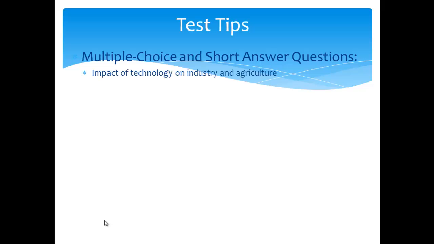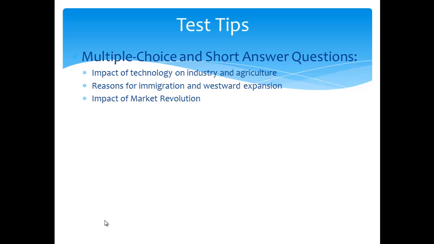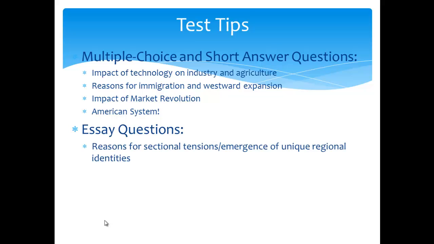Definitely know the impact of technology on industry and agriculture. Be familiar with the reasons for immigration and westward expansion during this time, and what is the impact of the market revolution. It's basically this whole video. Know the American system as well. For essay questions, be able to explain reasons for sectional tensions and the emergence of unique regional identities, not just the South, but also in the North and the West as well. And again, the impact of the market revolution. How does it change American society?